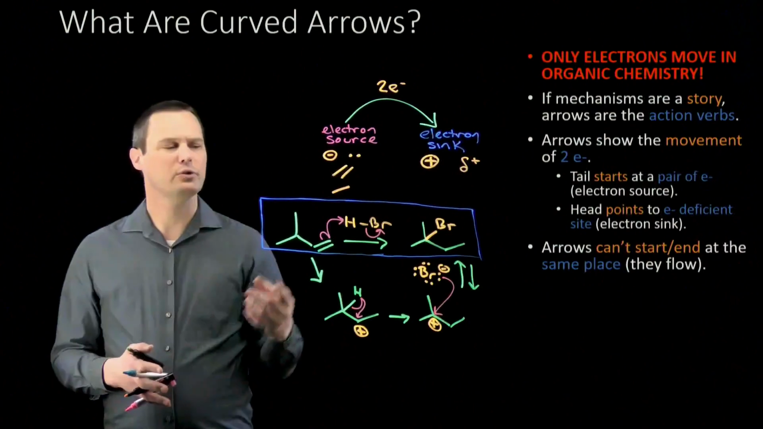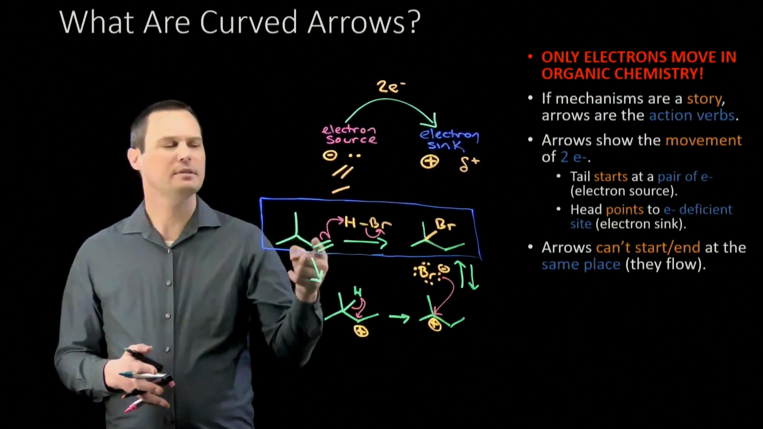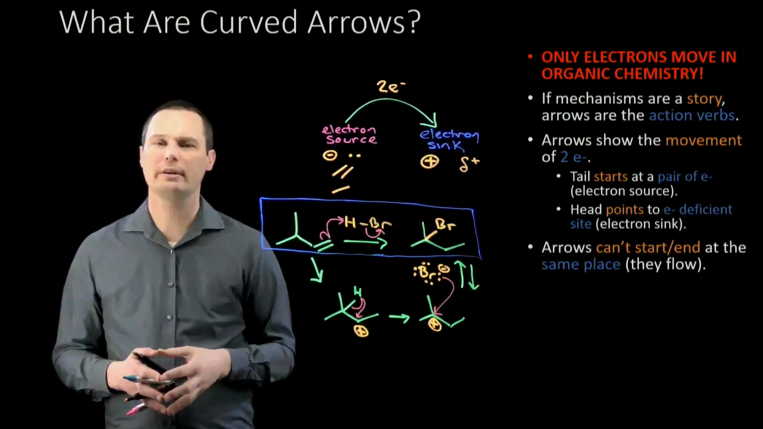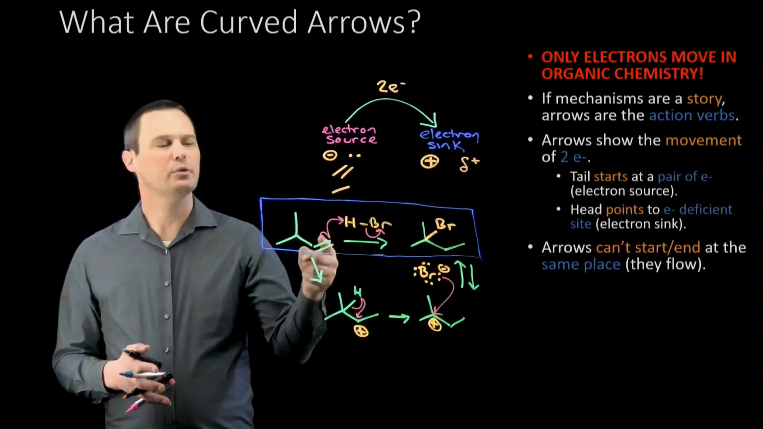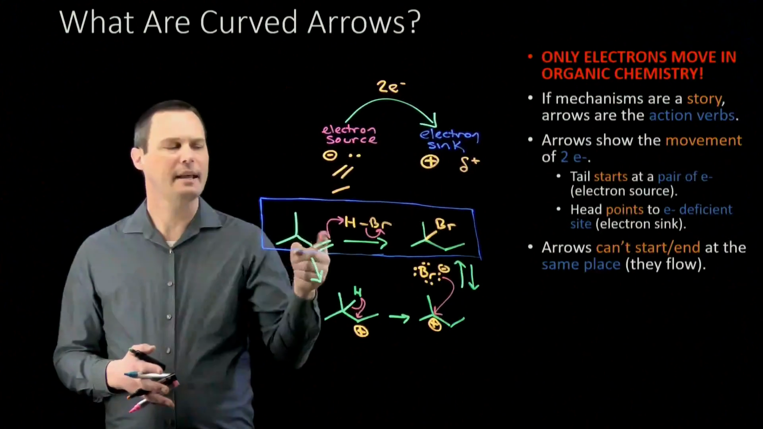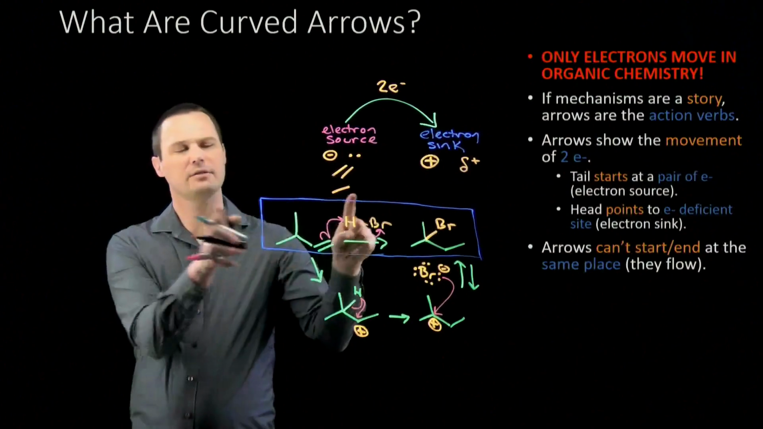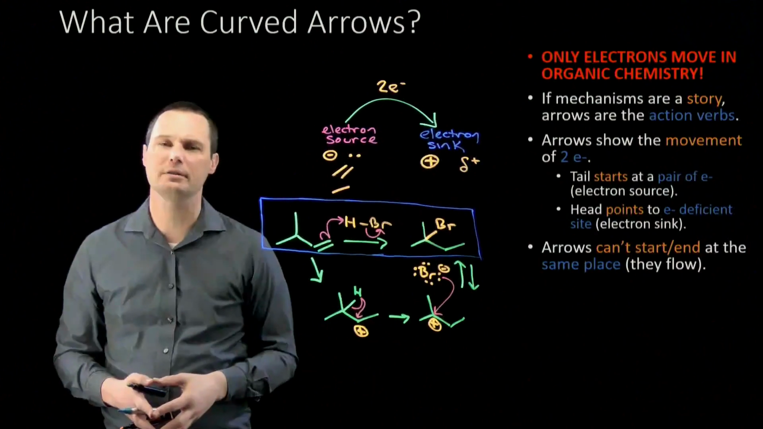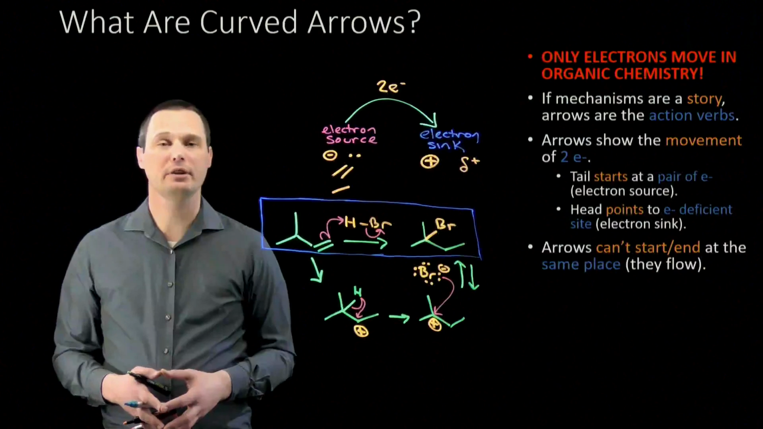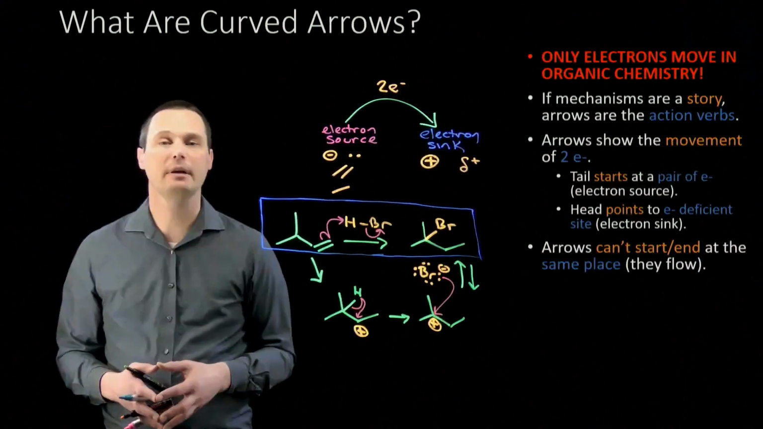Similarly, because arrows tell the story, they tell the story of the movement of electrons. This arrow is telling the story of the movement of the two electrons in this pi bond. If I'm using these 2 electrons to attach this hydrogen, I can't also use these 2 electrons to do something else on the other side of the molecule. These 2 arrows can't start at the same place and point in different directions. Arrows tell the story. They tell the story of the movement of electrons. They tell the story of old bonds being broken and new bonds being formed.